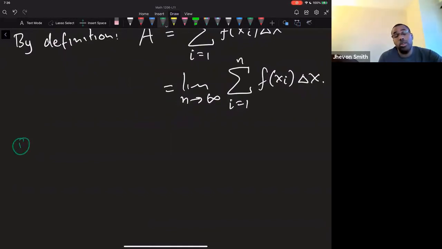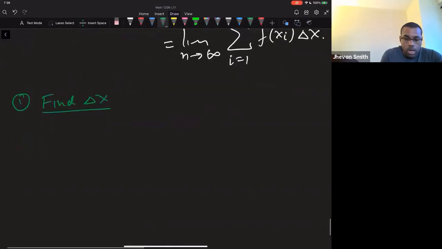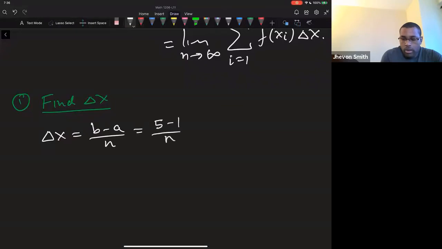First thing you're going to do is, again, you want to find your delta x. And your delta x is going to be b minus a over n. This is 5 minus 1 over n. This is 4 over n, right? Here, notice n is going off to infinity, so we can't plug in a number for it.